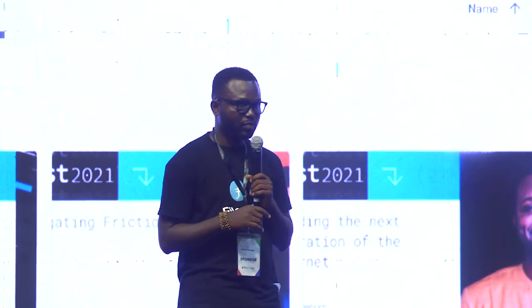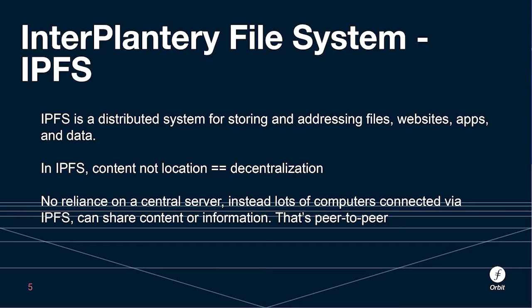For this breakout section, we're going to be looking at IPFS, right? So at the most fundamental level, IPFS is a protocol for the decentralized web. The current web as we know it is majorly built on top of HTTP, right?